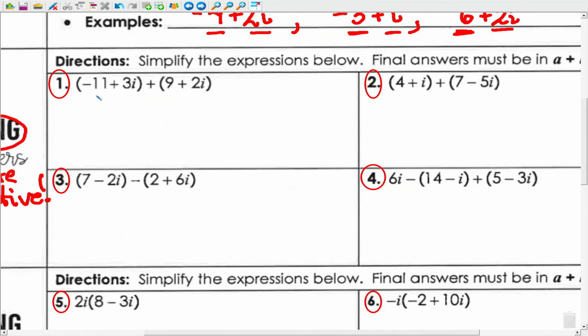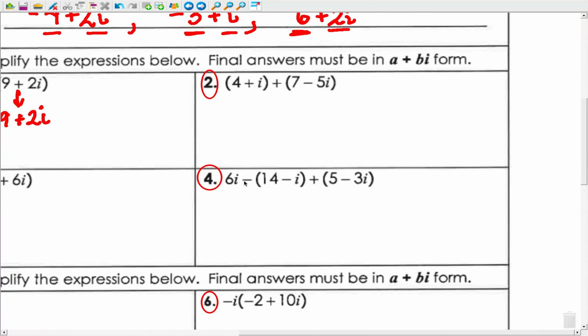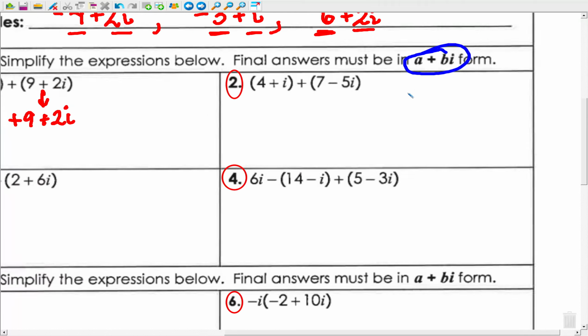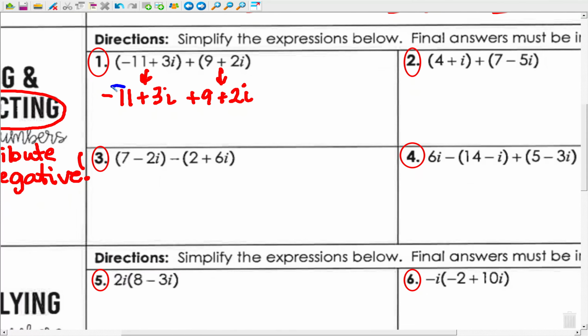Number 1, what you see in this parenthesis is -11 plus 3i. What you see in this parenthesis is a +9 and a +2i. All you have to do is get together the real and the imaginary. Always put the real number part first, which is basically just what we call A plus Bi form. And so that means I'm going to have -11 plus 9, because those are my real numbers, to give me -2. And then I'm going to take 3i and 2i and get 5i.